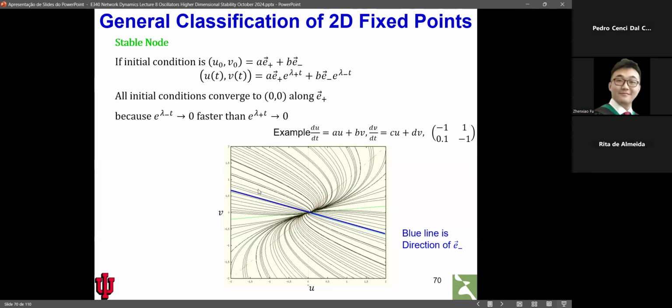This is a stable node, so both eigenvalues are less than 0. The eigenvector associated with the larger modulus eigenvalue is going to disappear first, and then the thing is left with the other, slower modes of converging.